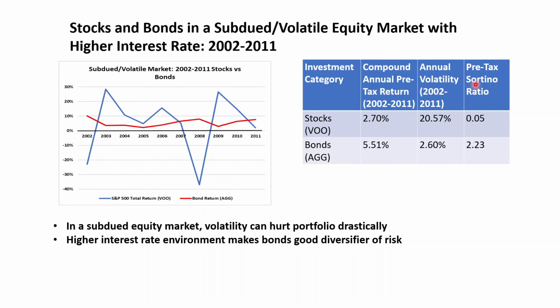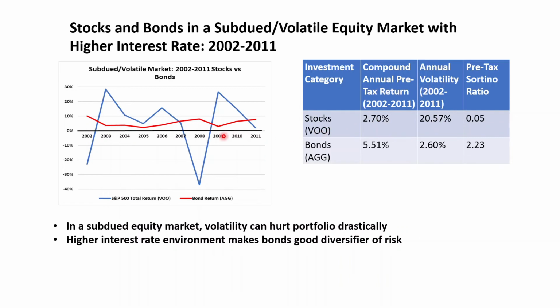The Sortino ratio is just a way of measuring return relative to risk. A higher number here means there's higher return relative to the risk. A lower number means there's lower return relative to the risk. So in this case, the 0.05 means that the risk is a lot higher than the return, on a value basis. And again, this is pre-tax.